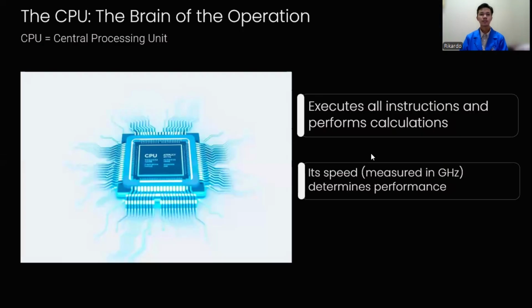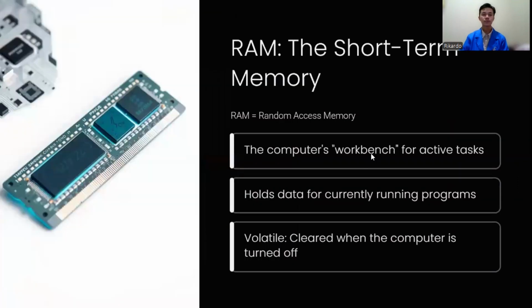The CPU, or Central Processing Unit, is the brain of the computer. This small, powerful chip is responsible for executing all the instructions and performing the calculations. When you open a program, type a document, or play a game, the CPU is processing all those requests. Its speed, measured in gigahertz, determines how many instructions it can handle per second. The faster the CPU, the faster your computer will think and perform tasks.